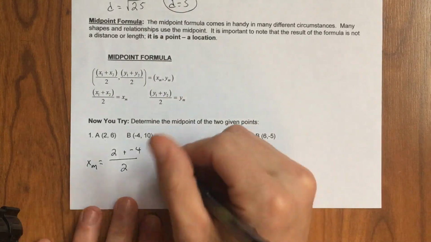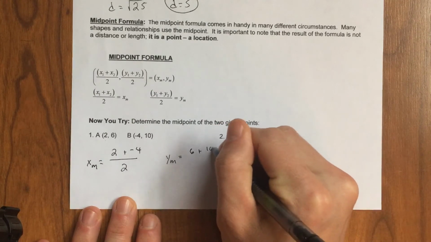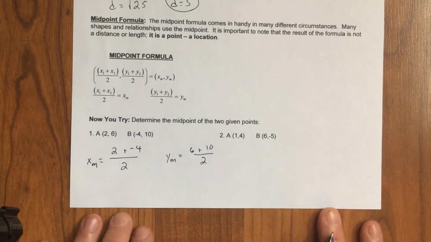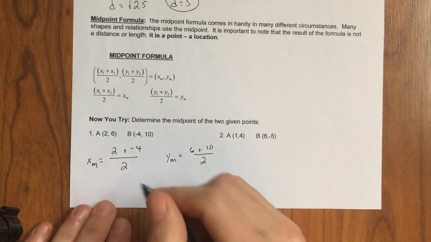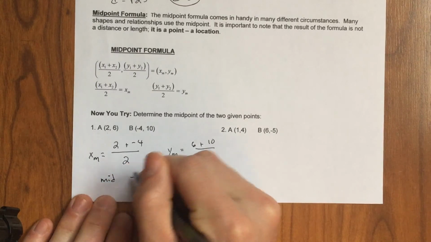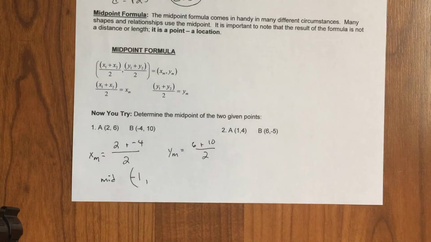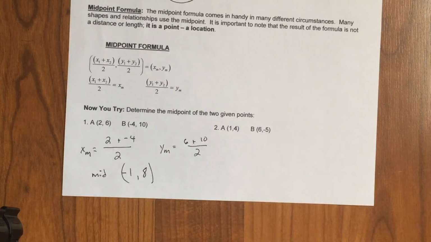My y midpoint will come from a similar formula. We can take 6 plus 10 divided by 2. These are two little formulas that will give me the x coordinate and the y coordinate. 2 plus negative 4 is negative 2, and negative 2 divided by 2 is negative 1. So now we know negative 1 is one value for my midpoint. For y, we do 6 plus 10 divided by 2. 6 plus 10 is 16, divided by 2 is 8. Therefore, my midpoint is the coordinate negative 1, 8.